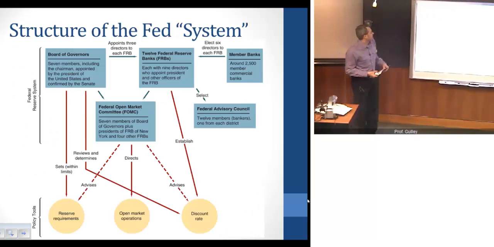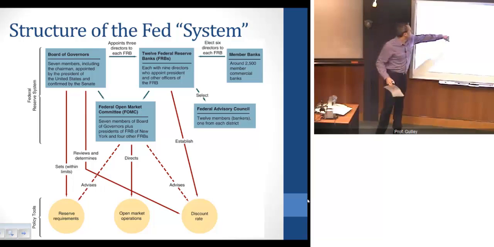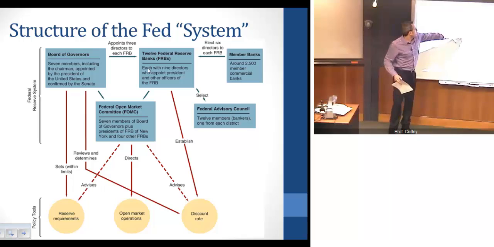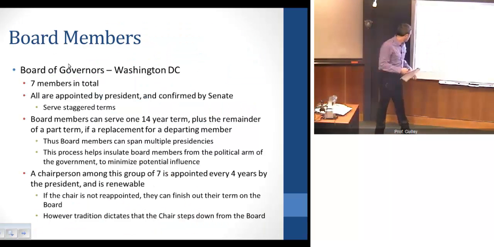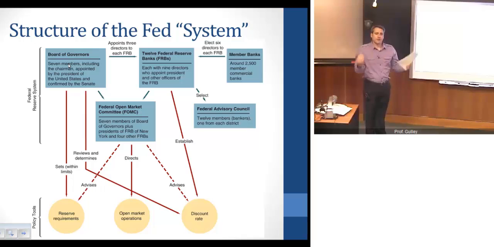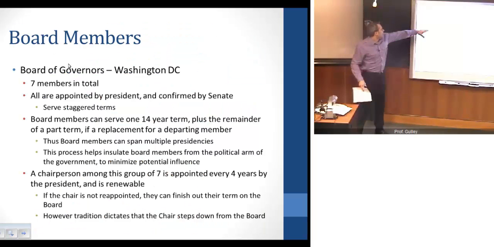So this gives you an idea of the interconnected nature of this, and it might look pretty complex, but the most important parts are, more than the district banks, the Board of Governors and the Federal Open Market Committee. The Board of Governors really is the figurehead organization of the Federal Reserve System. There are 7 members in total on the board, headquartered in Washington, D.C.